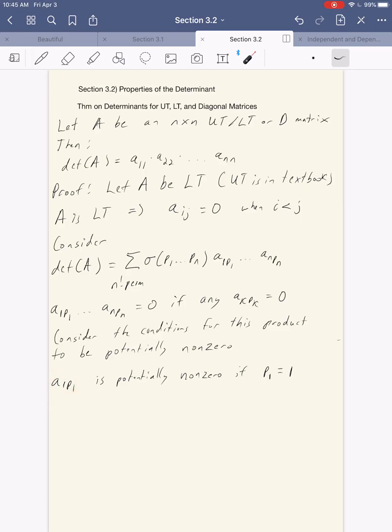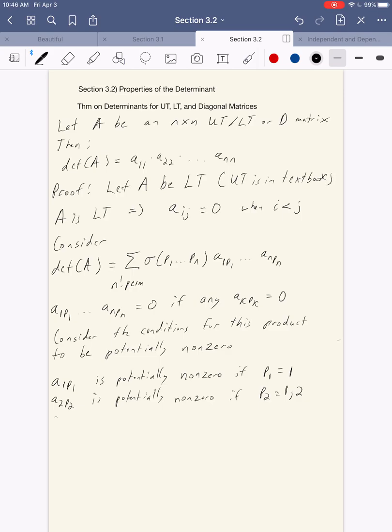Is that if this P1 is anything larger than 1, then the column position will be larger than the row, and this guy will be automatically 0. So the only way that this guy is potentially non-zero is if P1 equals 1. All right, let's consider A2,P2. A2,P2 is going to be potentially non-zero as long as that P2 is not larger than 2. So that means that P2 equals 1 or 2.